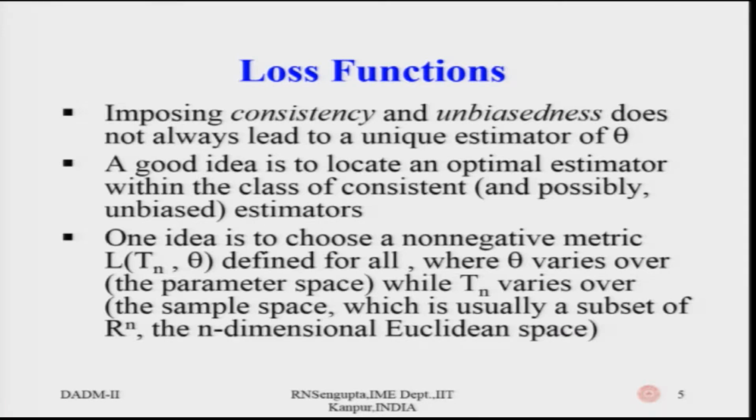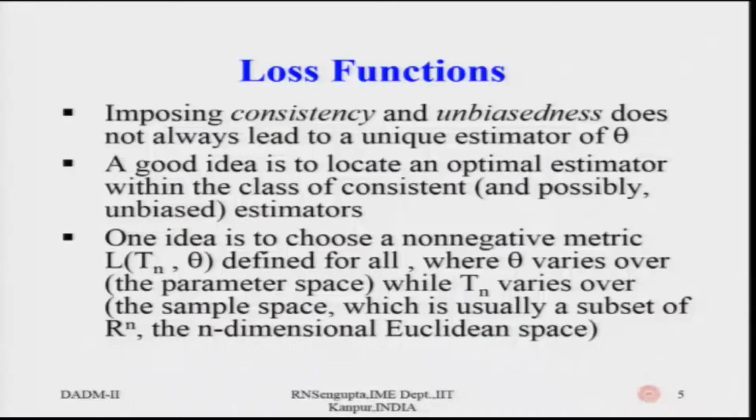Consistency would be more important, and if they are unbiased, then obviously well and good. So, we will basically concentrate on consistency. One idea would be to choose a non-negative metric. We want to measure it, and that measure is known as the loss function, which is defined for all values of theta and all values of Tn which we find, where Tn varies over the sample space, which is a subspace of the real numbers, depending on the number of parameters which are there.